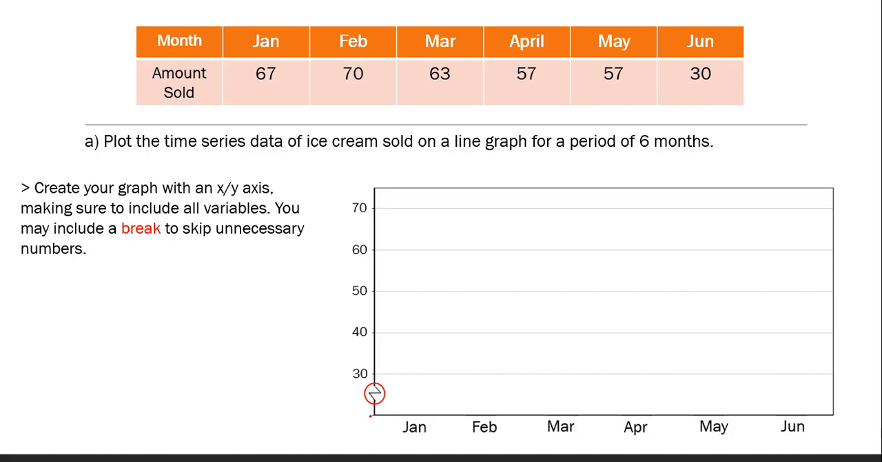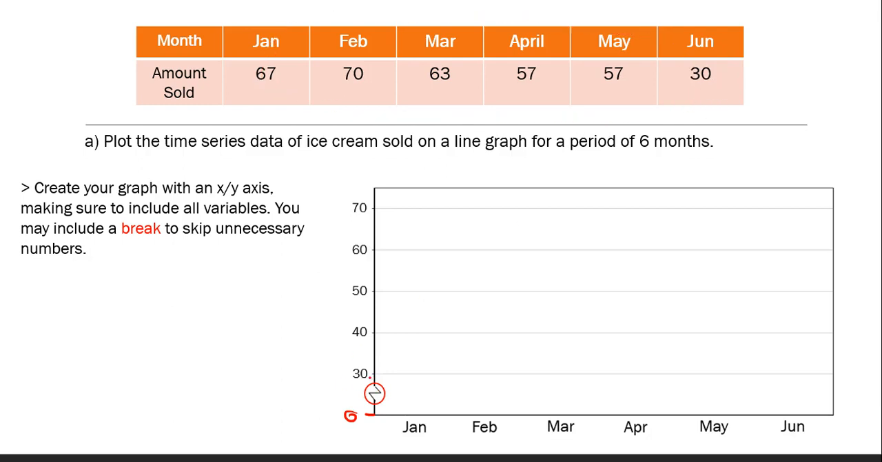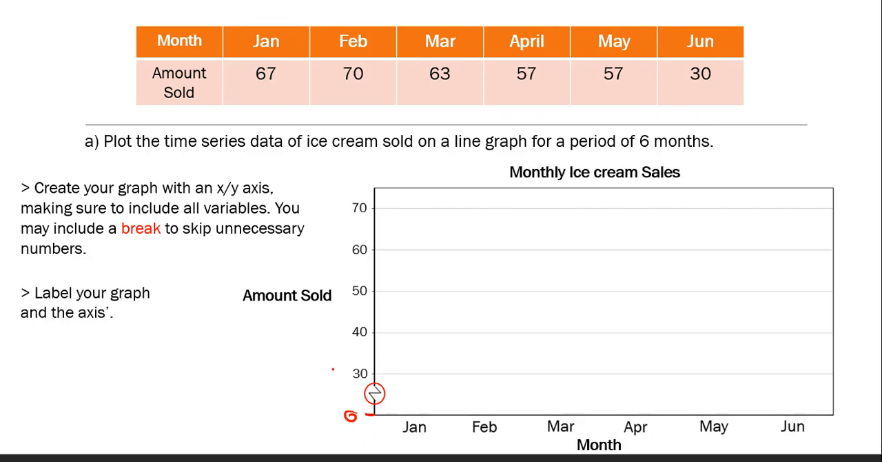And what that break does, so if this is 0 right here, is it skips all of the numbers up to 30. Because if you look at your data, there are no numbers below 30. You only need to start at 30. So include a break there if you want to skip numbers that you don't need.